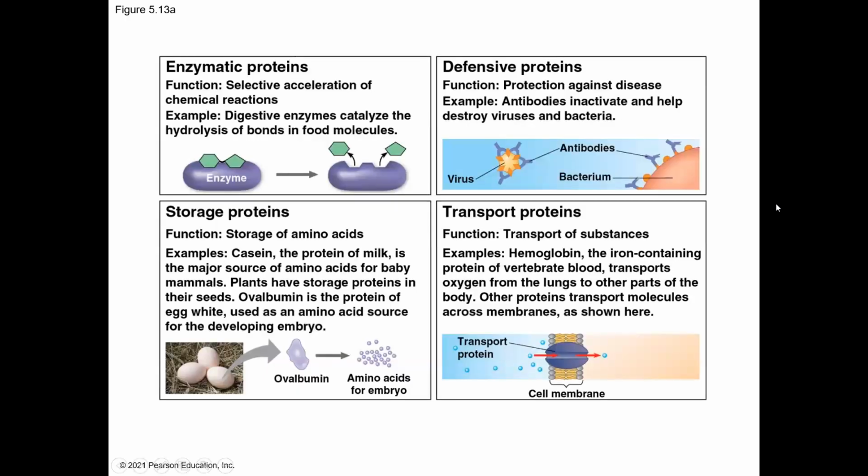examples. So there are enzymatic proteins. These are the proteins that are enzymes. Their function is to selectively accelerate chemical reactions. An example would be digestive enzymes used to break down the bonds in your food molecules. And what they do is they help you digest the foods that are in your body.